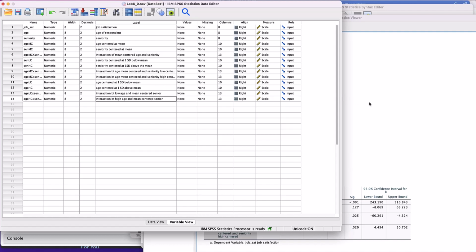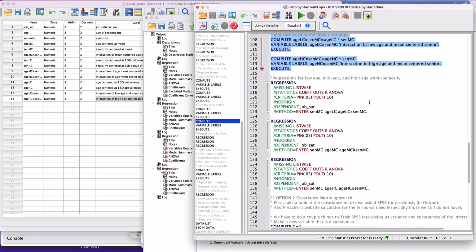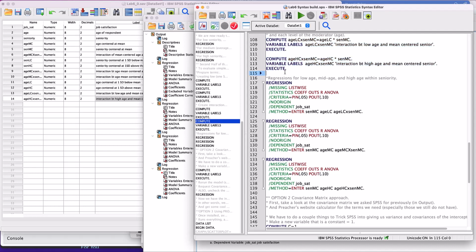All right. Now we're ready for the second set of regressions. Like I said, we had 6 altogether, but they go fast when you just use the syntax and adjust the things you need to. You just got to watch out for every little dot and tittle though. So here's our 3 regressions, one for low age, one for mid age, and one for high age. And saying, is the impact of age significantly moderating the relationship between seniority and job sat?